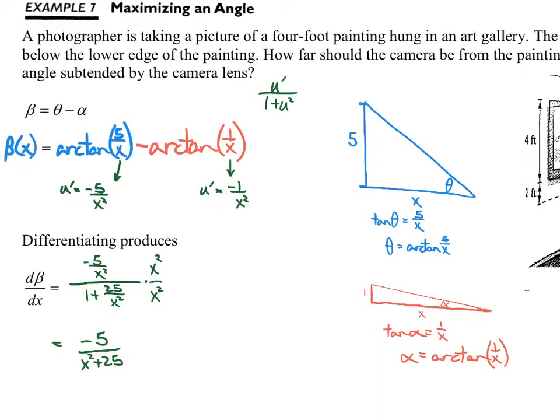Okay? But that's just half of it. Then we have minus the derivative of arctangent of 1 over x. So negative 1 over x squared over 1 plus 1 over x squared. And here you're doing the same thing. Multiply everything by x squared over x squared. And look at what you end up with. You have minus a negative, so I'm just going to make that plus now. 1 over x squared plus 1.